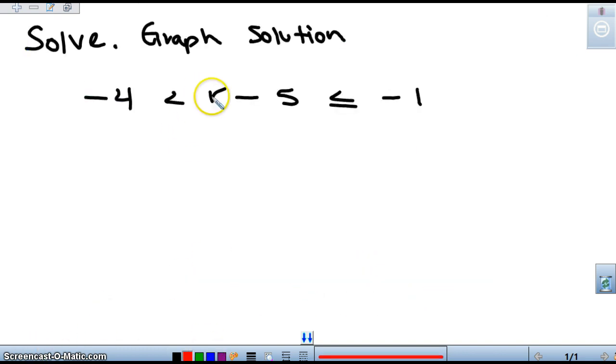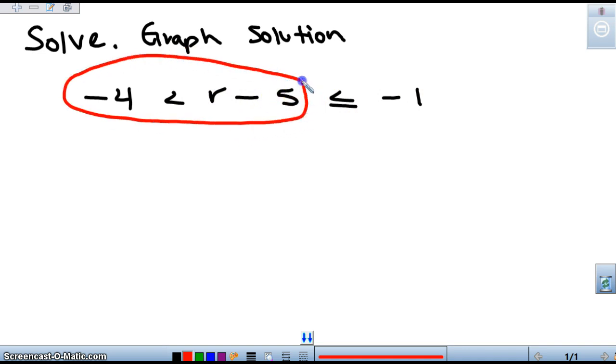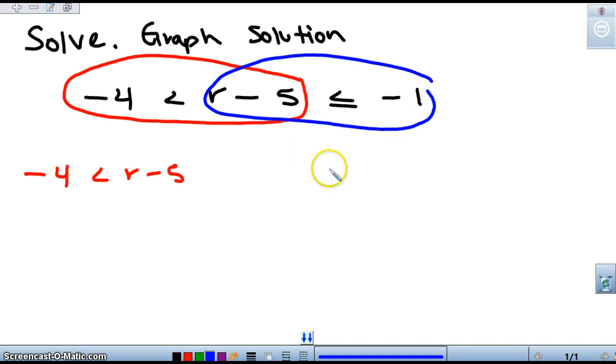If we have to solve r minus 5 is greater than negative 4 and less than or equal to negative 1, what we have to do is solve two inequalities separately. So first we're going to solve this one: negative 4 is less than r minus 5. And then we can solve r minus 5 is less than or equal to negative 1.